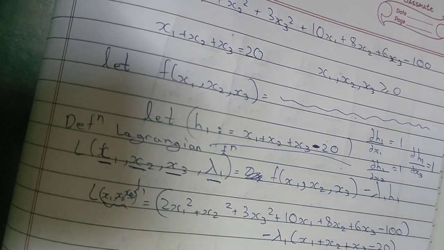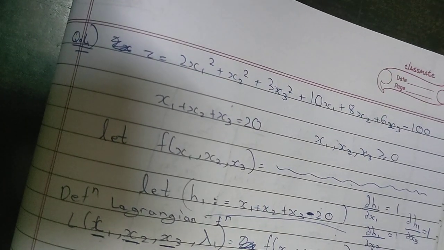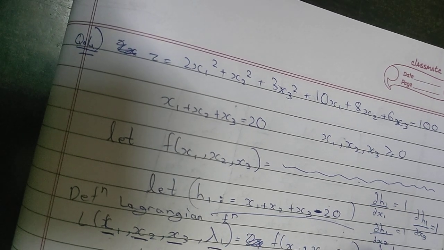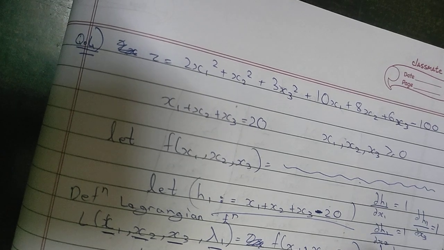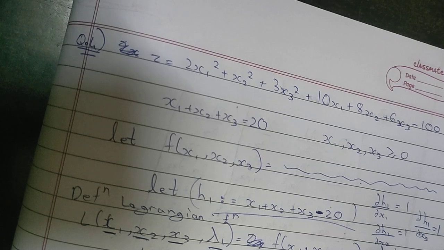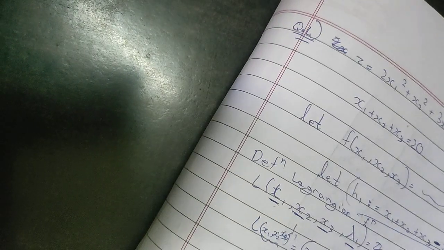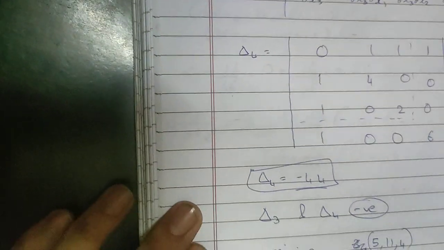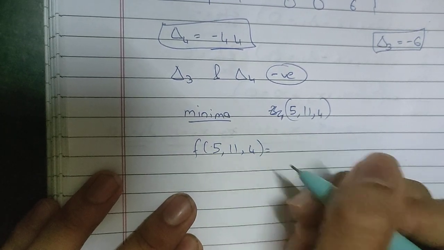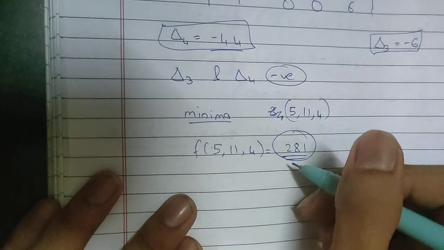Now, in order to find the minimum value of the function, you could just substitute the values of x1, x2, and x3 in the function. So I'll just do that now. We get the value as 281. Therefore, this is our function. On substituting, we get 281, and this is the minimum value of our function.